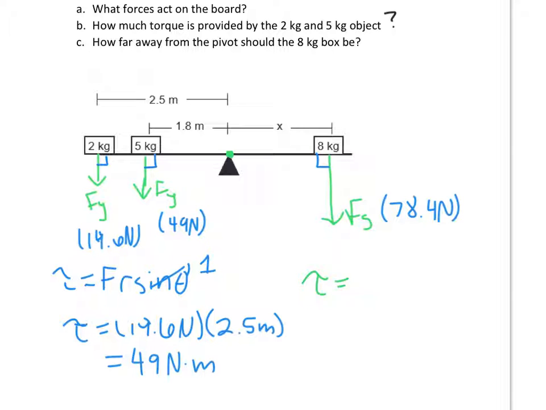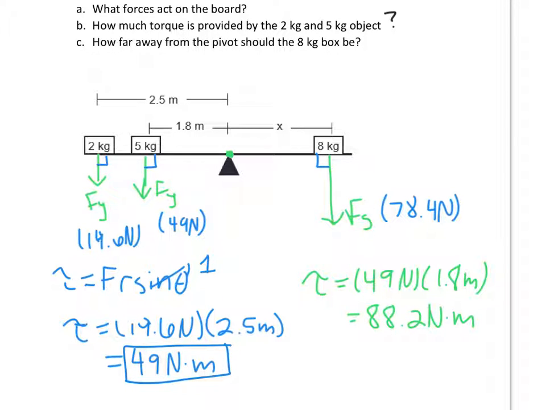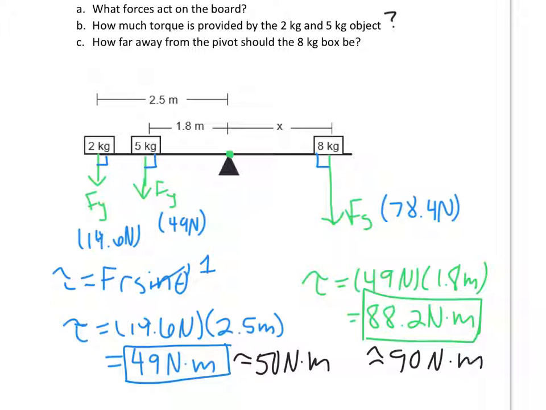The torque from the 5 kilogram object would be 49 newtons times 1.8 meters. 49 times 1.8 is 88.2 newton meters. And again, this is causing a rotation that goes counterclockwise, so this would be positive. So the 2 kilogram object is 49 newton meters, and the 5 kilogram object is 88.2 newton meters. I didn't round here. This would be about 50 newton meters. This would be about 90 newton meters.